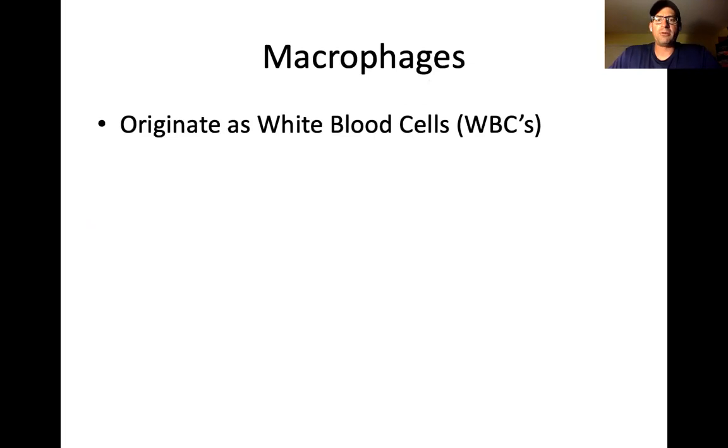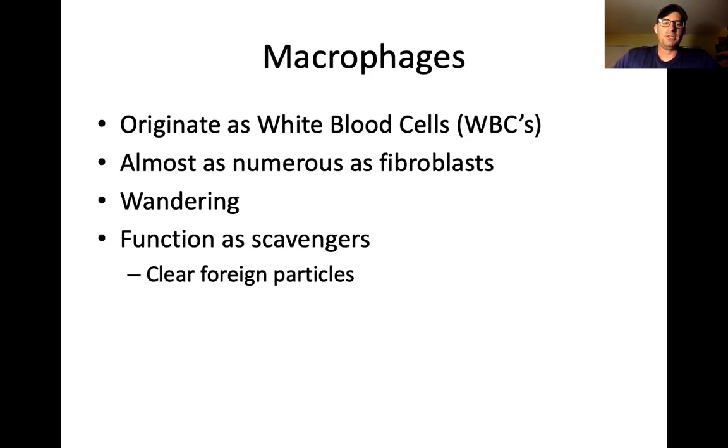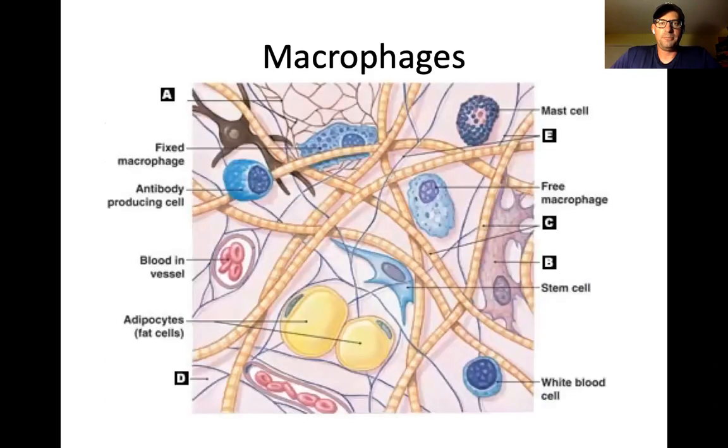There are what are called macrophages, which originate as white blood cells, part of the immune system. They're almost as common and numerous as fibroblasts, but these are wandering. So these are helping to fight injury and infection. They move into an area where there is an infection, they help clean it up, and then they leave to go somewhere else. So they clear foreign particles out of your connective tissue.